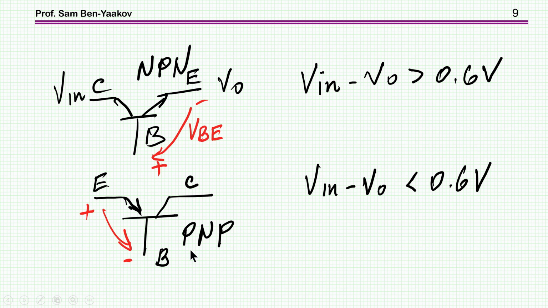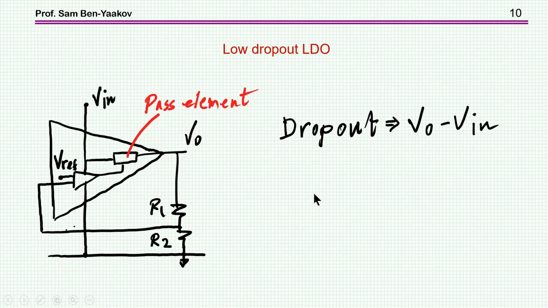On the other hand, if you use a PNP transistor, then the base has to be at a lower voltage than the emitter, which is the input. So therefore, in this case, we have no problem. And again, we'll be able to get an input to output voltage difference which is small. This will be here like 0.6. In practice, it'll be probably 1 to 1.5 volt, while here in this configuration, we can get a much lower dropout voltage.